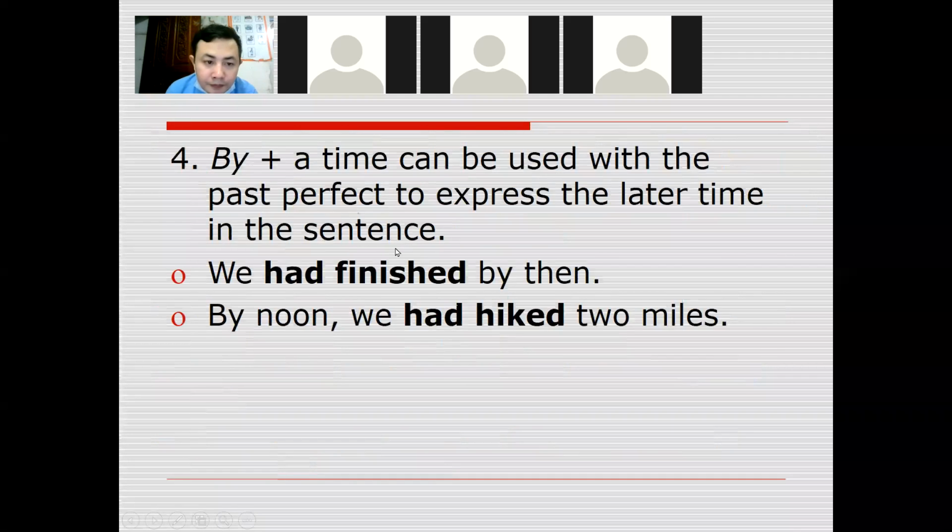Okay, so next one, by here, talking about the word by plus the time can be used with the past perfect to express the later time in the sentence. Example here, we had finished by then. By noon, we had arrived. Okay? By noon, I mean it's not noon now, but by noon means a little before noon. The noon is at 12 o'clock, but by noon is around 11 or 11:50 or 11:55. Okay, around 11. It's not at noon, but it is a little before noon.